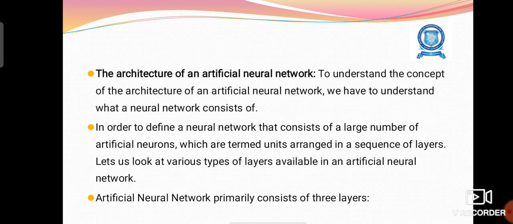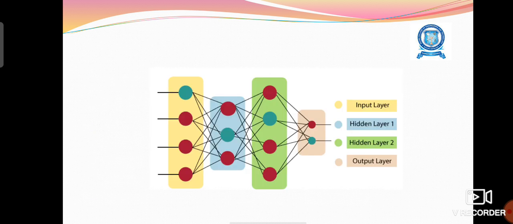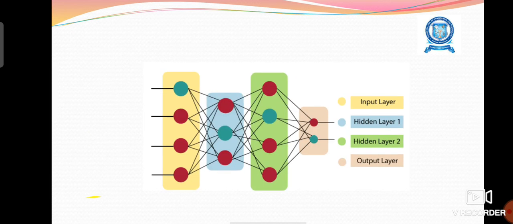The architecture of a neural network. To understand the concept of the architecture of a neural network, we have to understand what a neural network consists of. A neural network consists of a large number of artificial neurons, which are termed units, arranged in a sequence of layers. An artificial neural network primarily consists of three layers: input layer, hidden layer, and output layer.